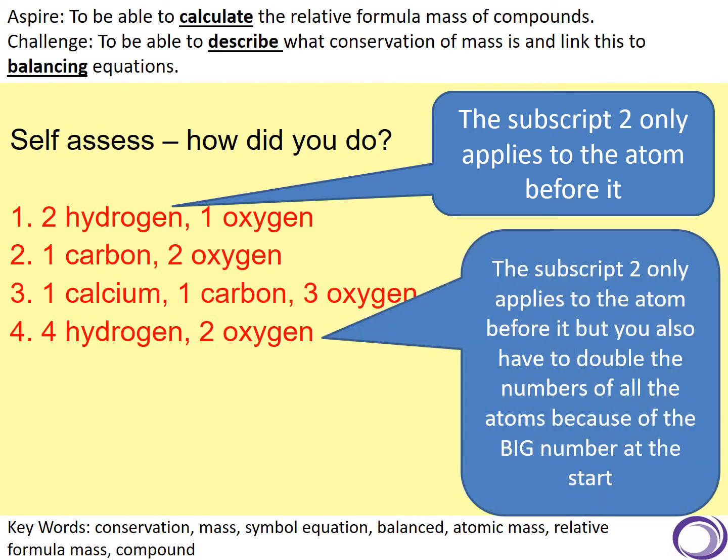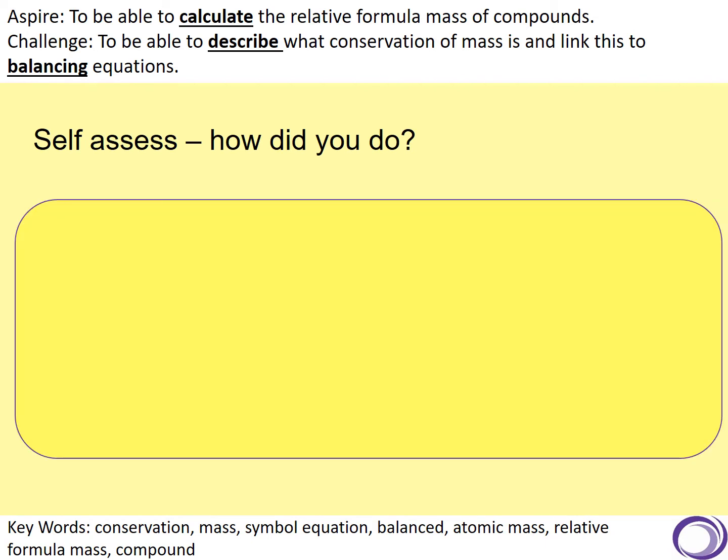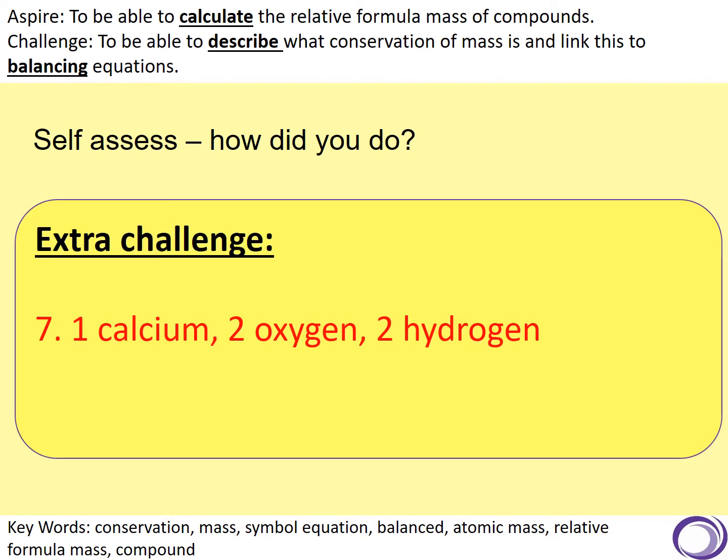Okay, and again, the subscript is only to the atom before it, but if you have a big balancing number at the beginning, you need to multiply everything up as we've stated. 5 was 2 hydrogens and 2 oxygens. Number 6 was 3 sodium, 3 oxygen and 3 hydrogen. And then for our extra ones, you should have had 1 calcium, 2 oxygen and 2 hydrogen.